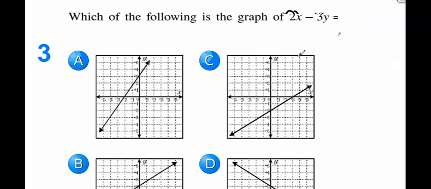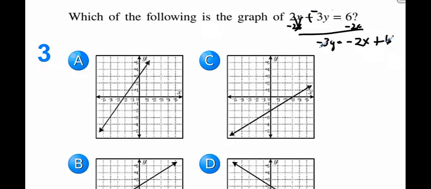Number 3. Which of the following is the graph? So let's change this into slope-intercept form. So we need to get the 2x on the other side. So we have to solve this equation for y. So negative 3y equals negative 2x plus 6. Got to get rid of the negative 3, so I divide by negative 3 for everything. So y equals negative divided by negative is a positive, so our slope is 2/3. Positive divided by negative is a negative. 6 divided by 3 is 2. So I know my y-intercept is negative 2. So that's the easiest point to look for.